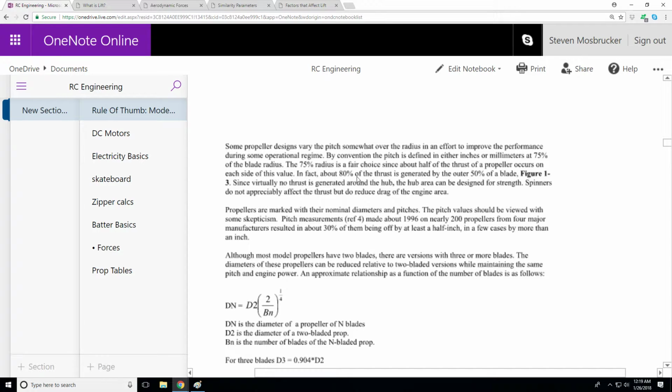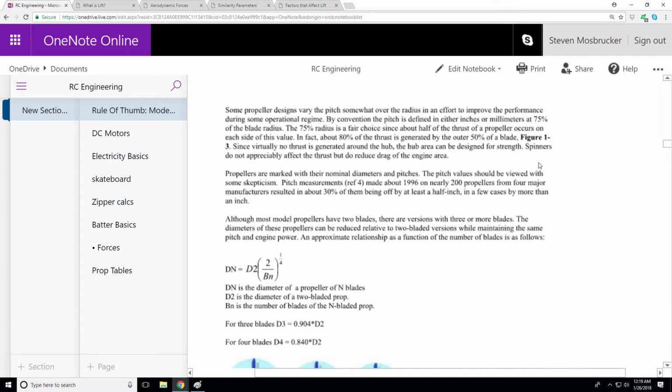So it says about 80% of the thrust is generated by the outer 50% of the blades. Since virtually no thrust is generated, the hub can be designed for strength. Spinners do not appreciably affect the thrust, but do reduce drag of the engine area.